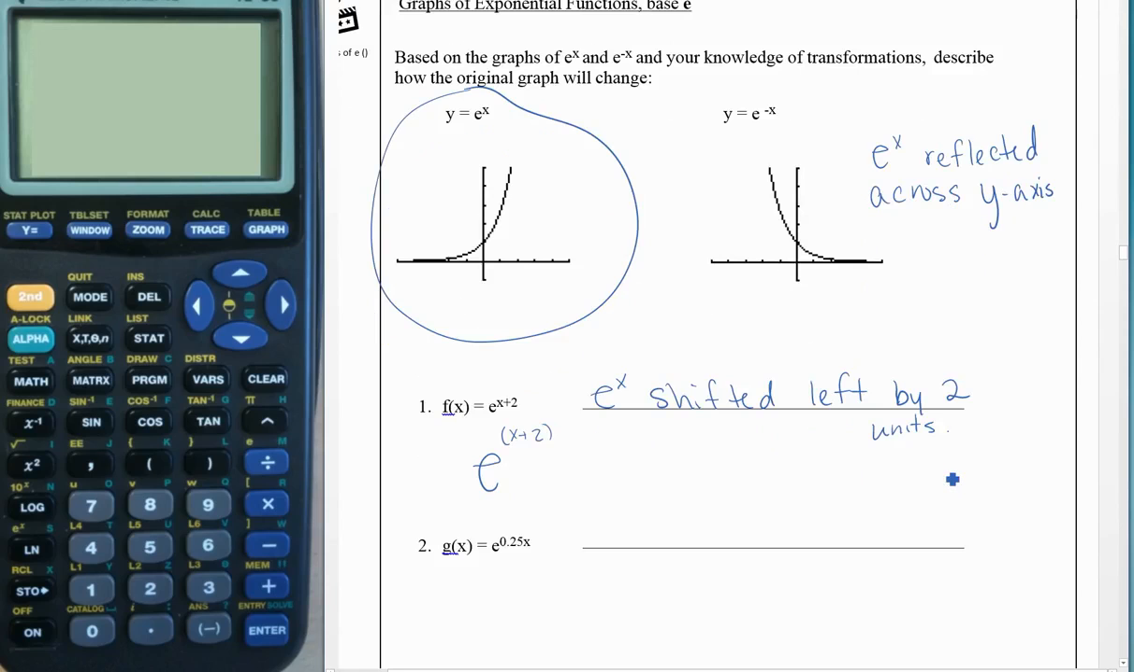Okay, next we have g of x equals e to the 0.25x. Now, we've multiplied where the x is. Where there was just x, we now put in 0.25x. So this is going to be a horizontal either shrink or stretch. Now, we could also think of this as e to the 1/4 x. And this is going to be a horizontal stretch by a factor of 4.